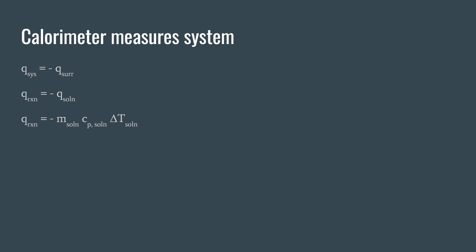All the heat lost by the system is the heat lost to the surroundings. Any heat gained by the system is gained from the surroundings. So the heat change of the system is equal and opposite the heat change of the surroundings. So for the reaction taking place in solution, the heat change of that reaction is negative the heat change of the solution. Therefore, the heat change of the reaction is negative mc delta T for the solution.